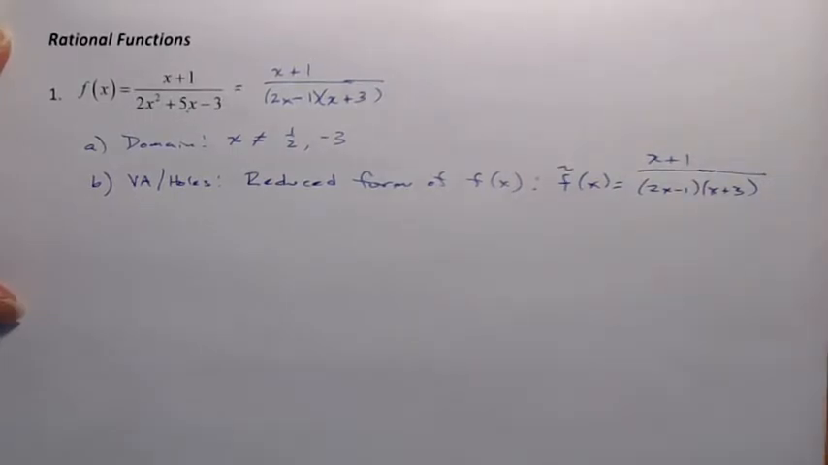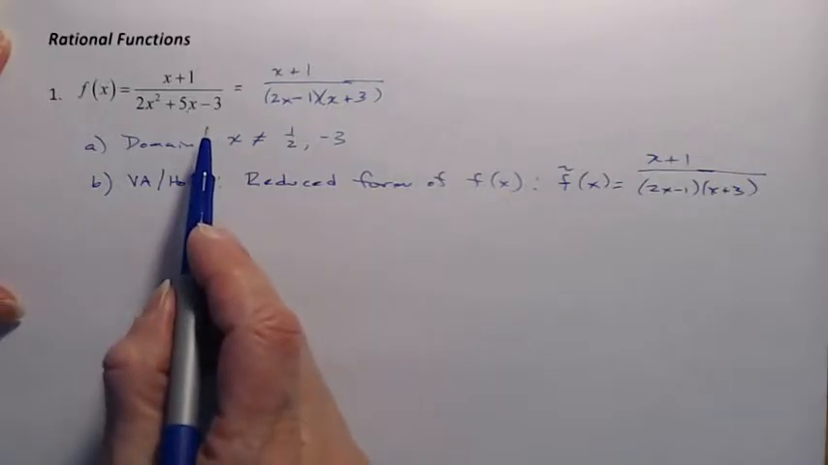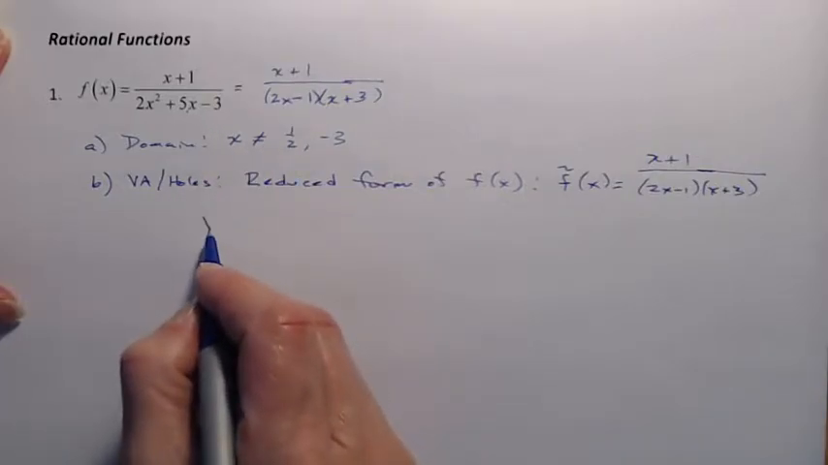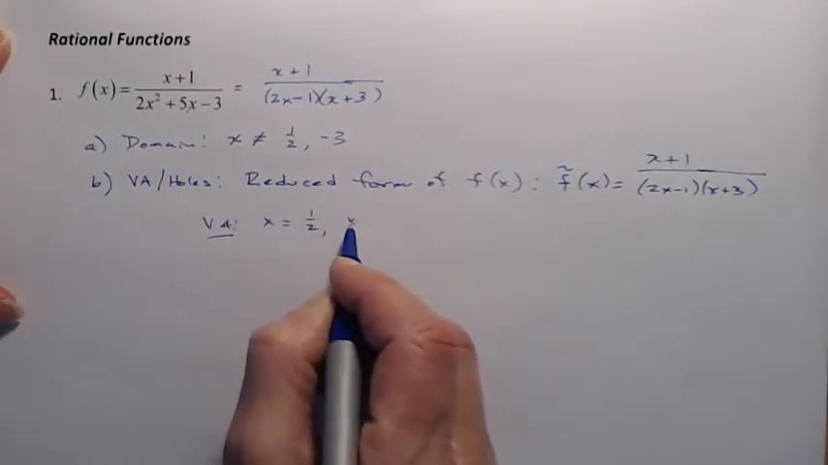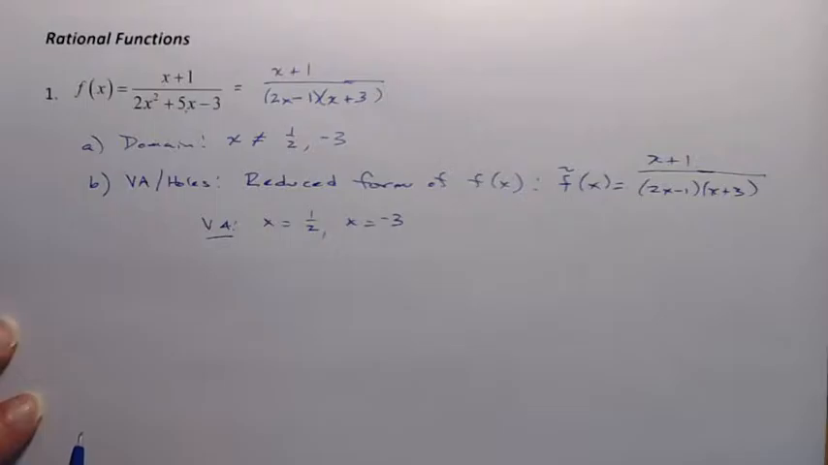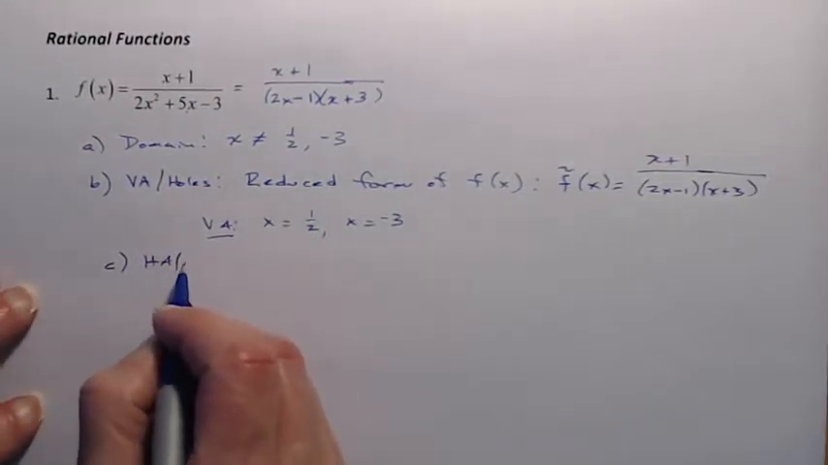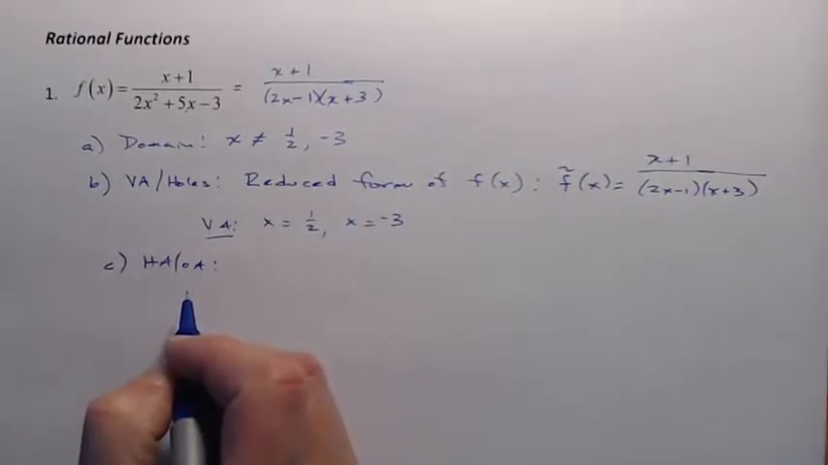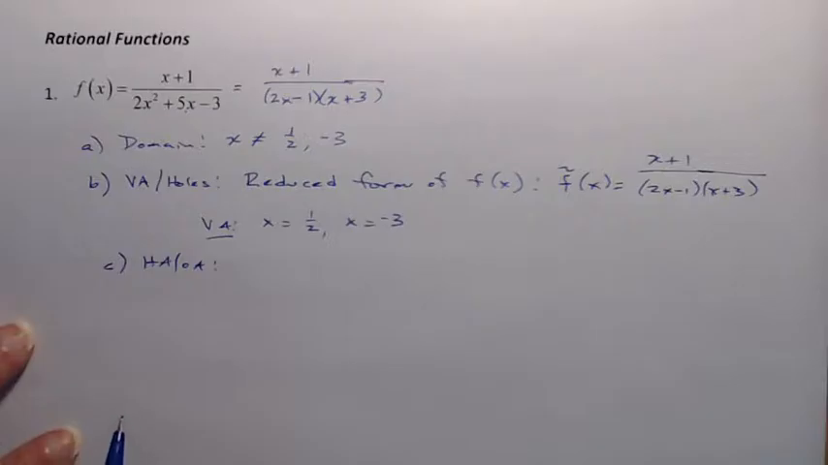So again, in this reduced form now, anything that makes your denominator 0 will in fact be a vertical asymptote. So nothing has changed, so we have a vertical asymptote at x equal to 1/2 and a vertical asymptote at x equal to negative 3. Part C, we're looking for a horizontal or oblique asymptote. A rational function might have a horizontal, it might have an oblique, it might have neither though. But it can't have both. It's one or the other.